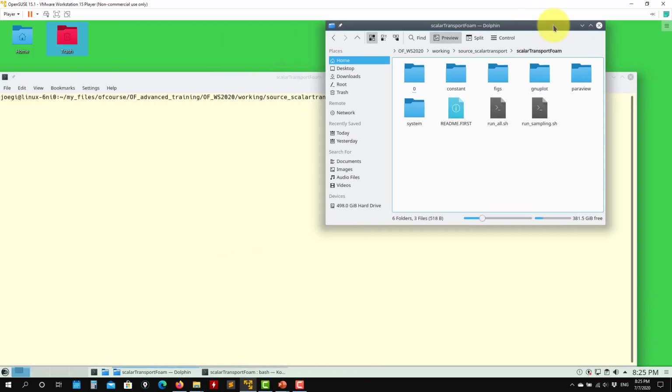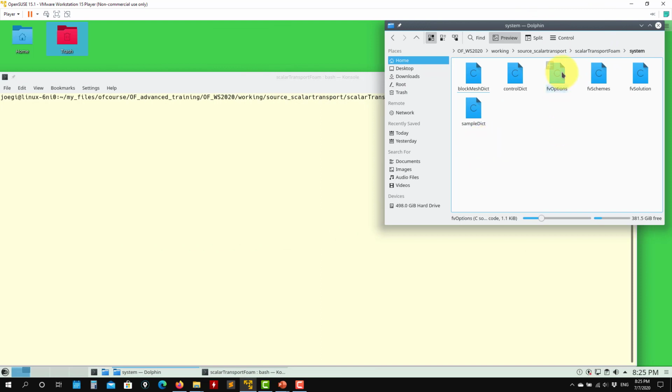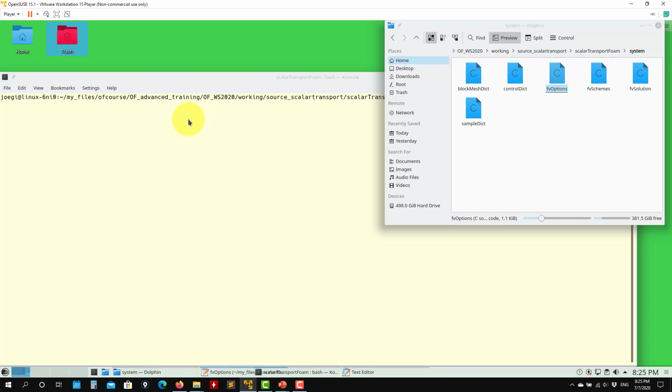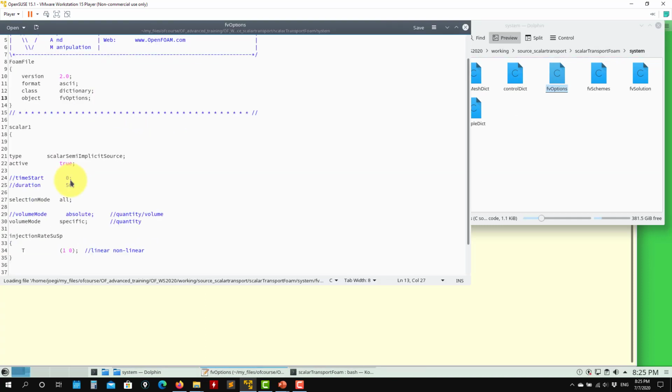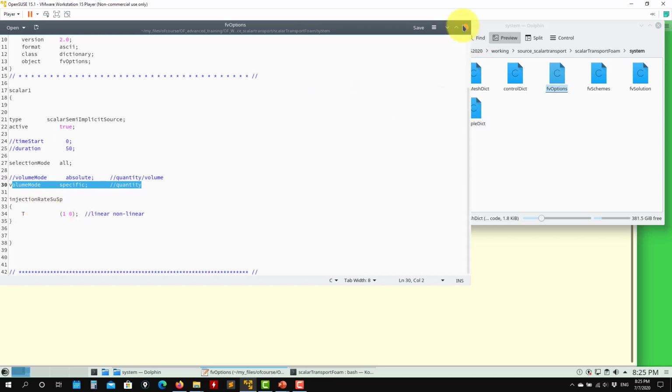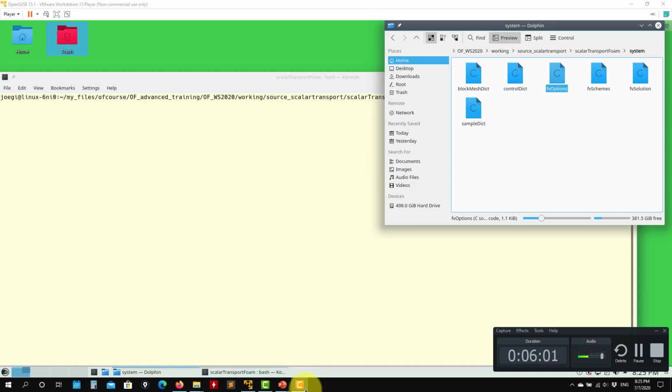Let me show you the case setup. The only difference here, the new introduction, is the source term. We're introducing this implicit source, which is 1. Here we have the linear, nonlinear pair. We're adding 1 here, and volume specific is just how you add the source. You can add it in a volumetric way, the absolute quantity divided by the volume, or you can just add the values directly. In this case, we use the specific volume mode. That's all. Then the boundary conditions are as shown in the figure.